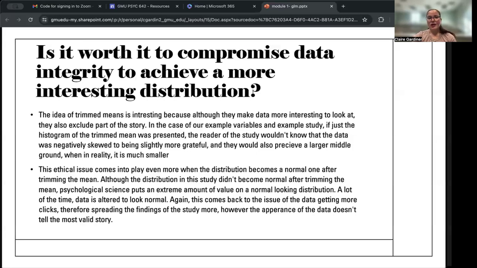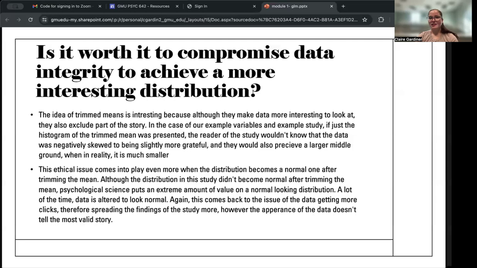So the ethical issue comes into play even more when the distribution becomes a normal one after trimming the mean. Although the distribution in this study didn't become normal after trimming, psychological science puts an extreme amount of value on a normal-looking distribution. A lot of the time, data is altered to look normal. And again, this comes back to the issue of data getting more clicks and being published more, therefore spreading findings on the study. However, the appearance of the data doesn't tell the most valid story.